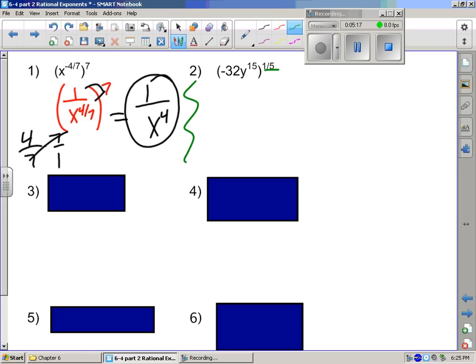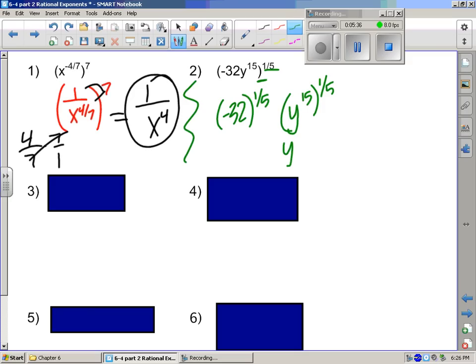I see that this fractional exponent is next to the parentheses, so that means that everything inside of those parentheses is going to get that 1/5 power. So I'm going to do that now. Negative 32 is going to be raised to the 1/5, and then I had y to the 15th, and that's going to be raised to the 1/5, which is power to a power, which means multiply.